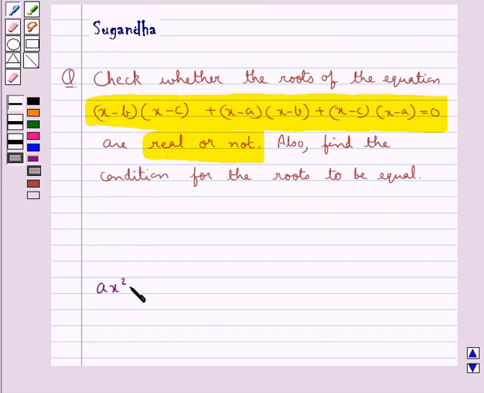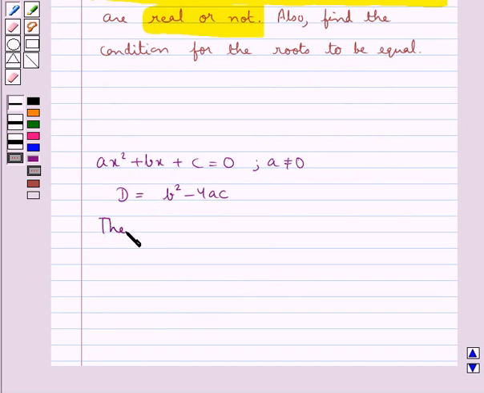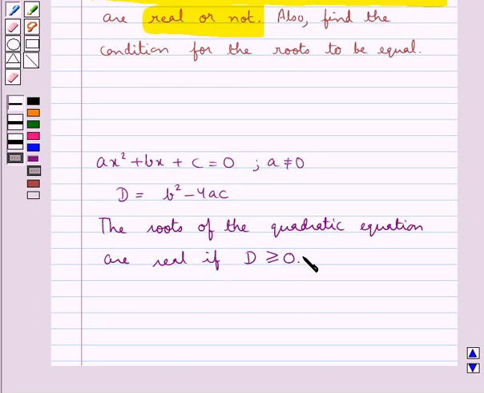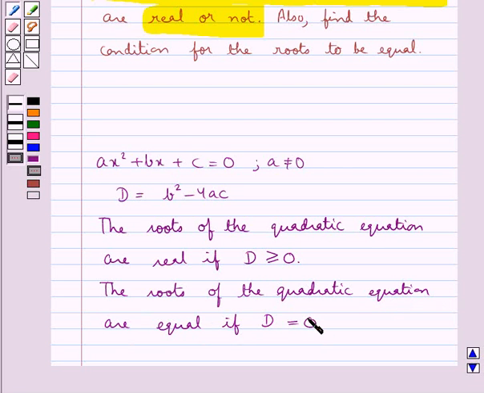Consider the quadratic equation ax² + bx + c = 0, where a is not equal to 0, then the discriminant D is given by b² - 4ac. The roots of the quadratic equation are real if the discriminant D is greater than or equal to 0, and the roots of the quadratic equation are equal if we have discriminant D equal to 0. This is the key idea that we use in this question.